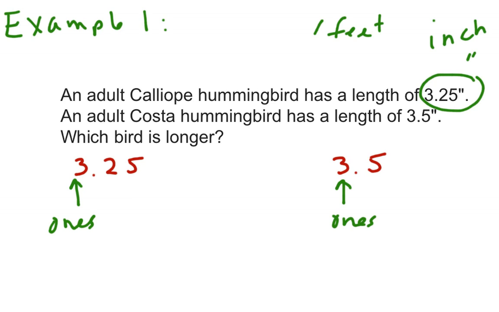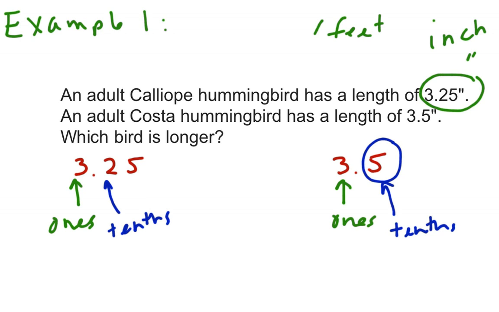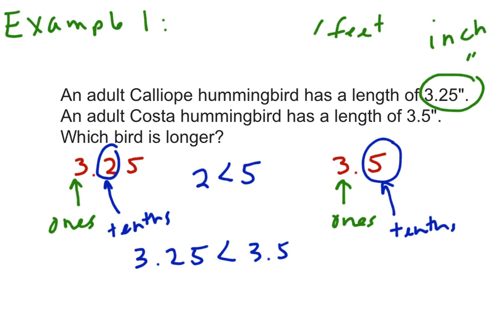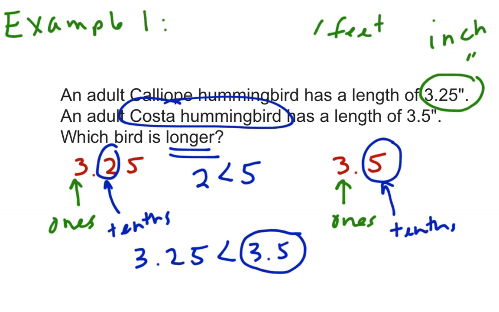Then we're going to move to the tenths, and compare. And now we have a comparison. We can stop here because we have one number that's larger than the other. The 5 is larger than the 2. So since 2 is less than 5, we can conclude that 3.25 is less than 3.5. So back to answering our question, the bird that has the greater number is the longer hummingbird. So the Costa hummingbird is longer.